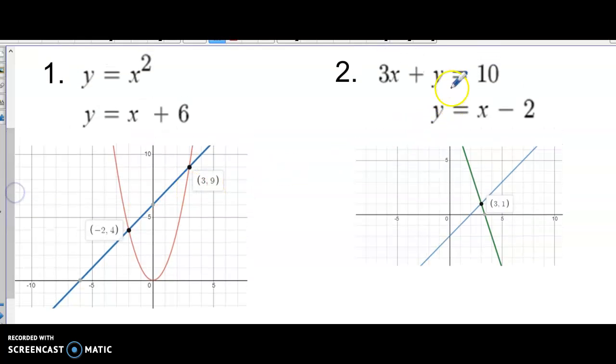In the second one, 3x plus y equals 10 is my green equation. The x minus 2 is my blue equation. Both of those are linear equations, so they only intersect at one place. That's the solution for those.